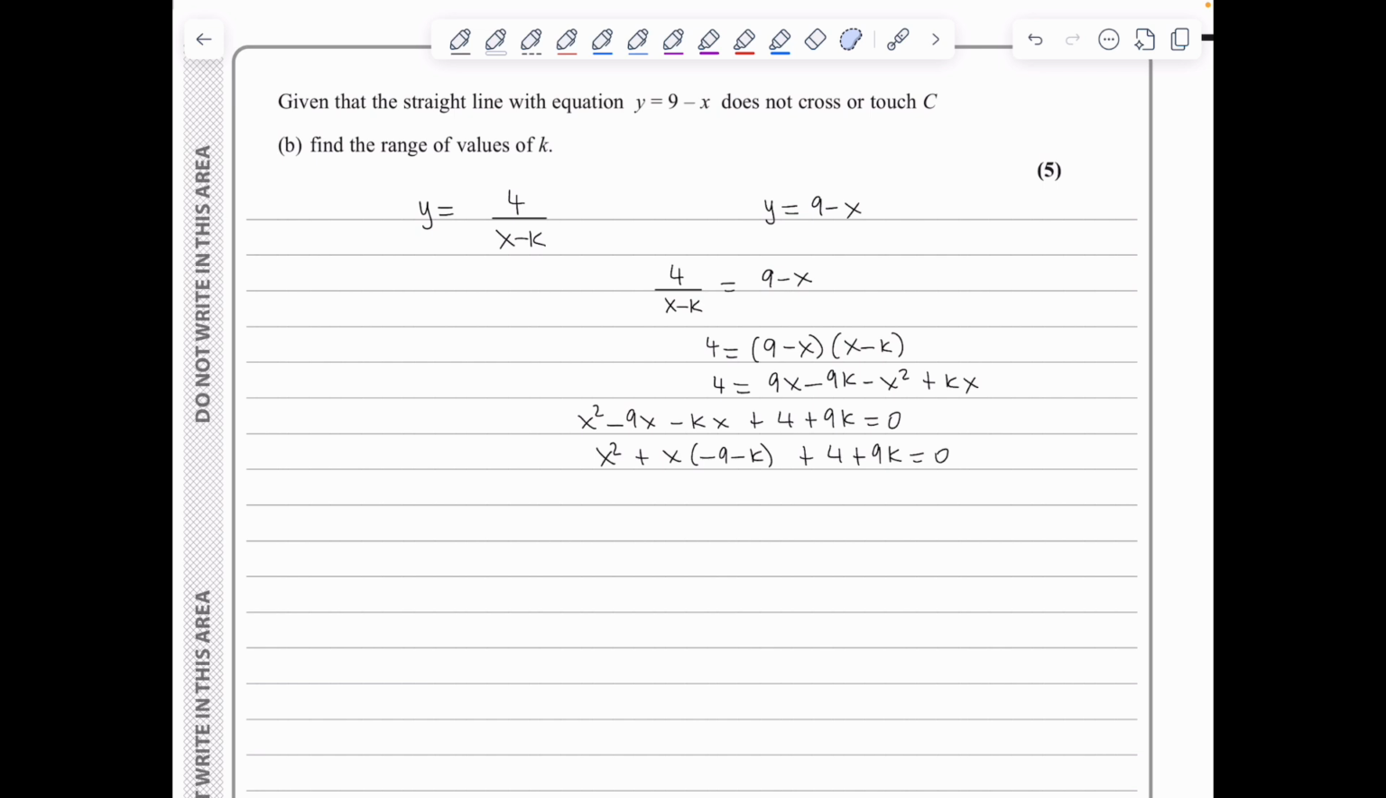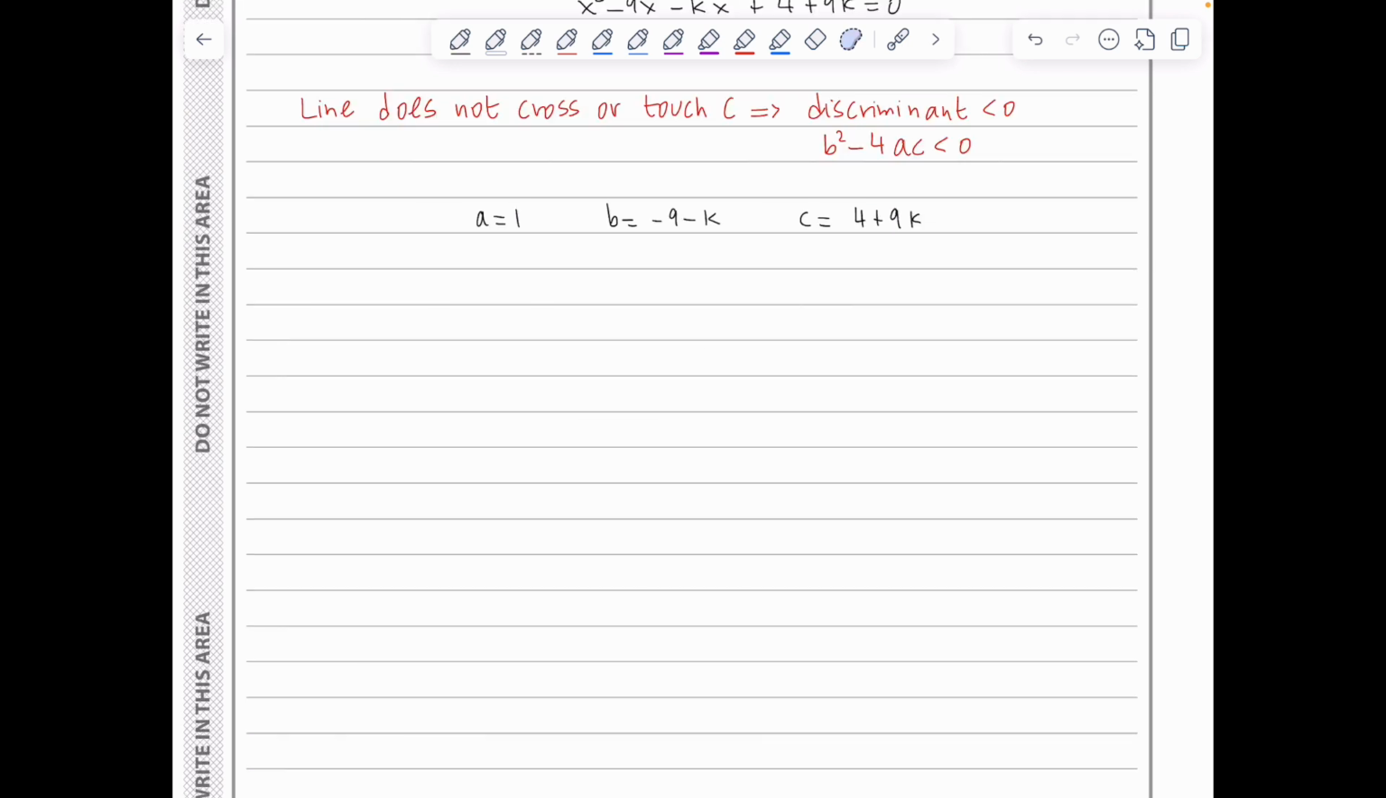Now we know that if a line does not cross or touch the curve C, this means that the discriminant is negative, so b squared minus 4ac is less than 0. And in our case, we've got that a is 1, b is the minus 9 minus k, and c is the 4 plus 9k. So I will start by considering the discriminant, which will eventually lead to a quadratic in k. So to calculate the discriminant, I'll be doing b squared, so minus 9 minus k all squared, minus 4 times 1, which is the a, times the 4 plus 9k, which is the c.